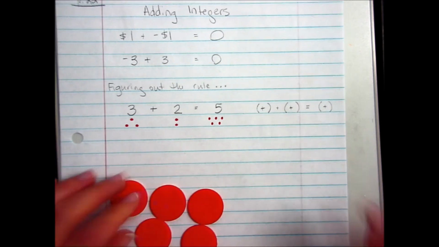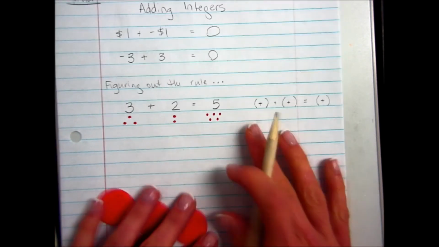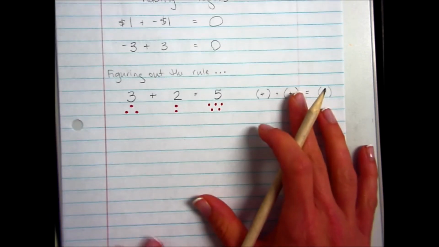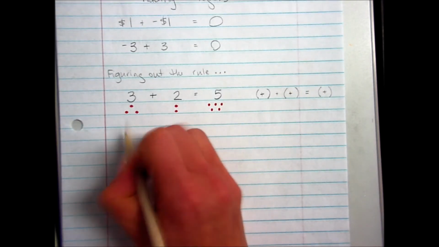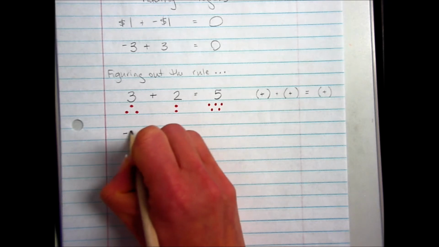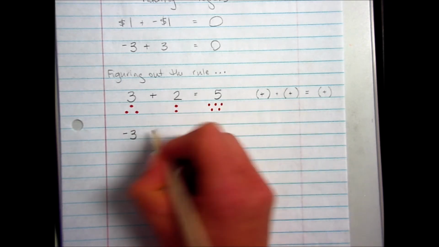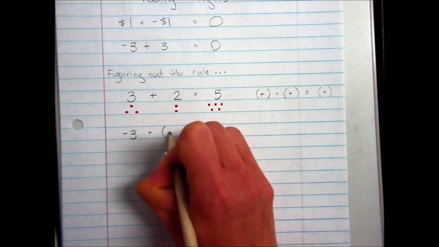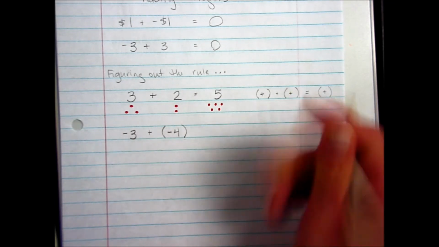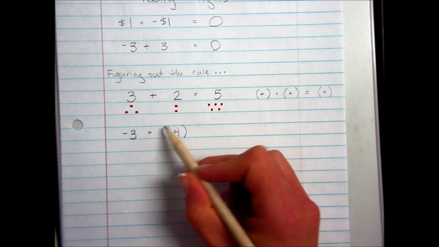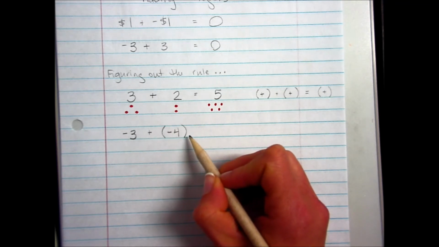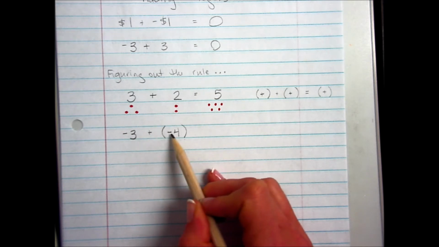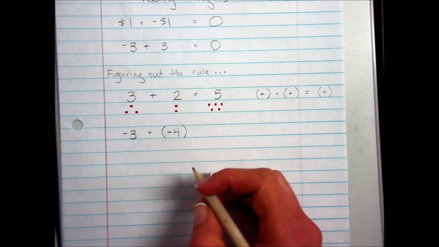Now let's work with the negative side. All right, what if I have a -3 and I want to add a -4? Okay, now notice I'm putting my -4 in parentheses. That's not for multiplying in this case. I just don't want you to get confused between this plus and this negative sign. And so we go ahead and put it in parentheses to make sure it's crystal clear.